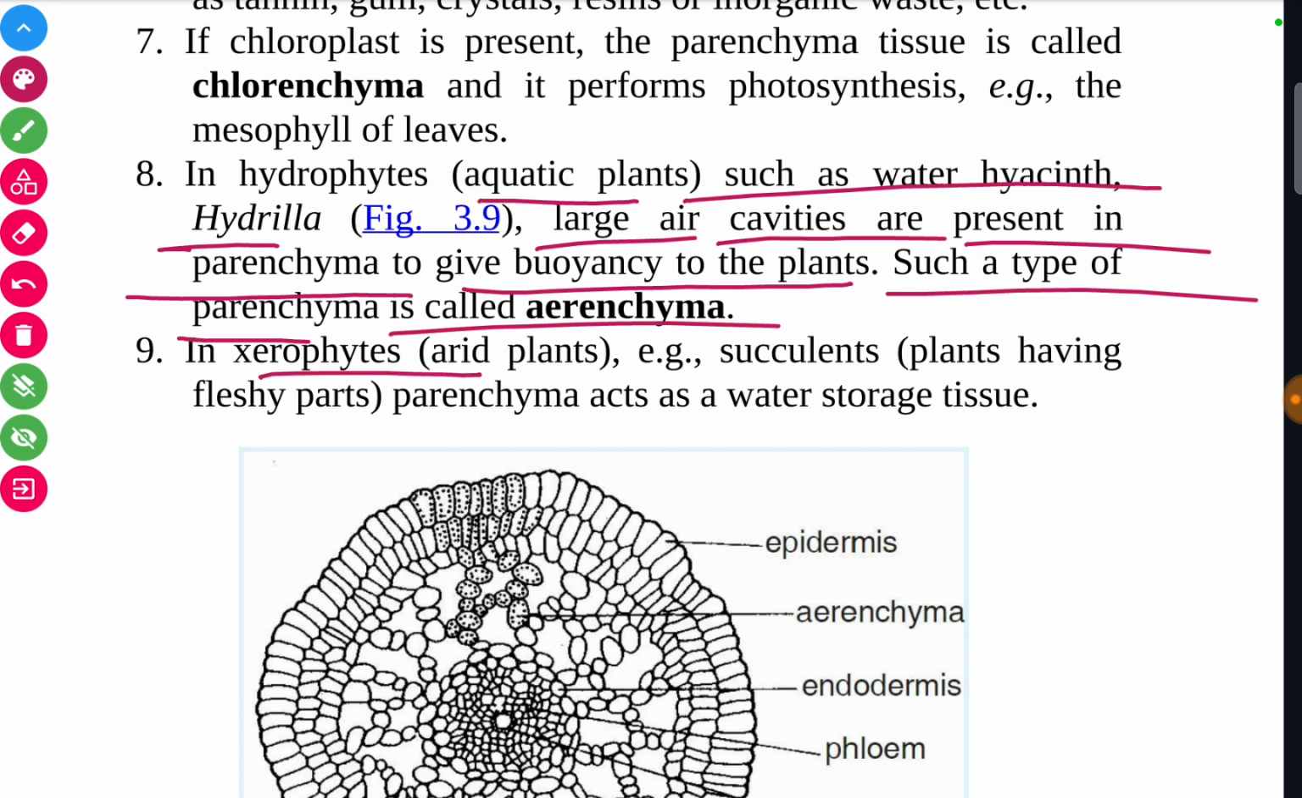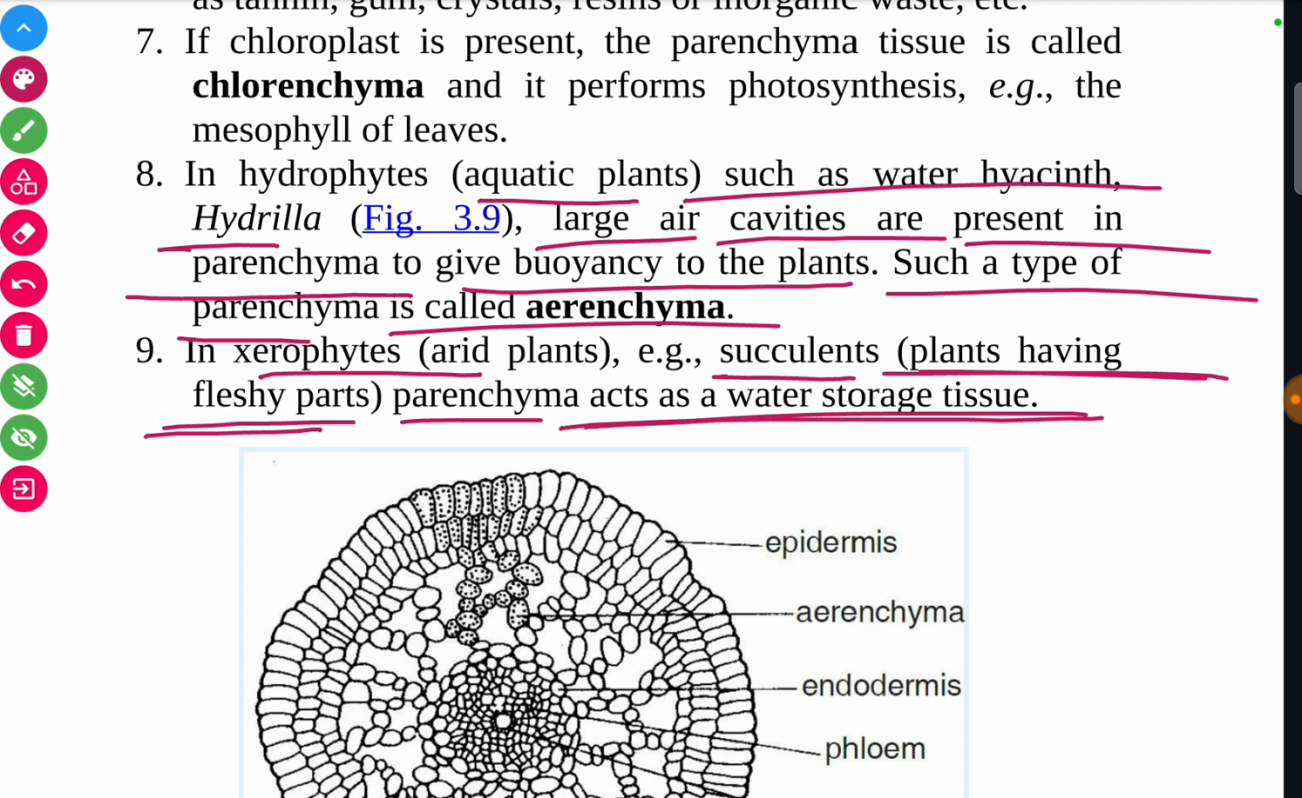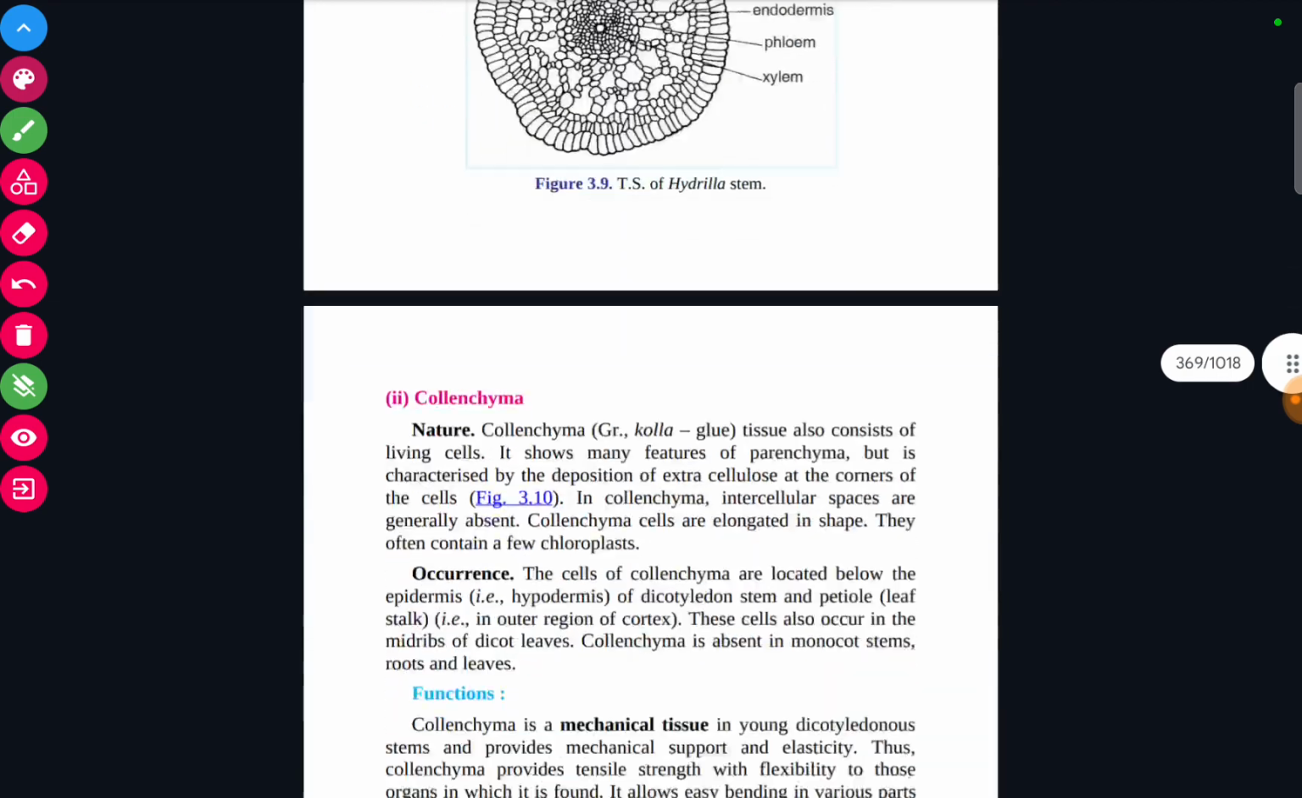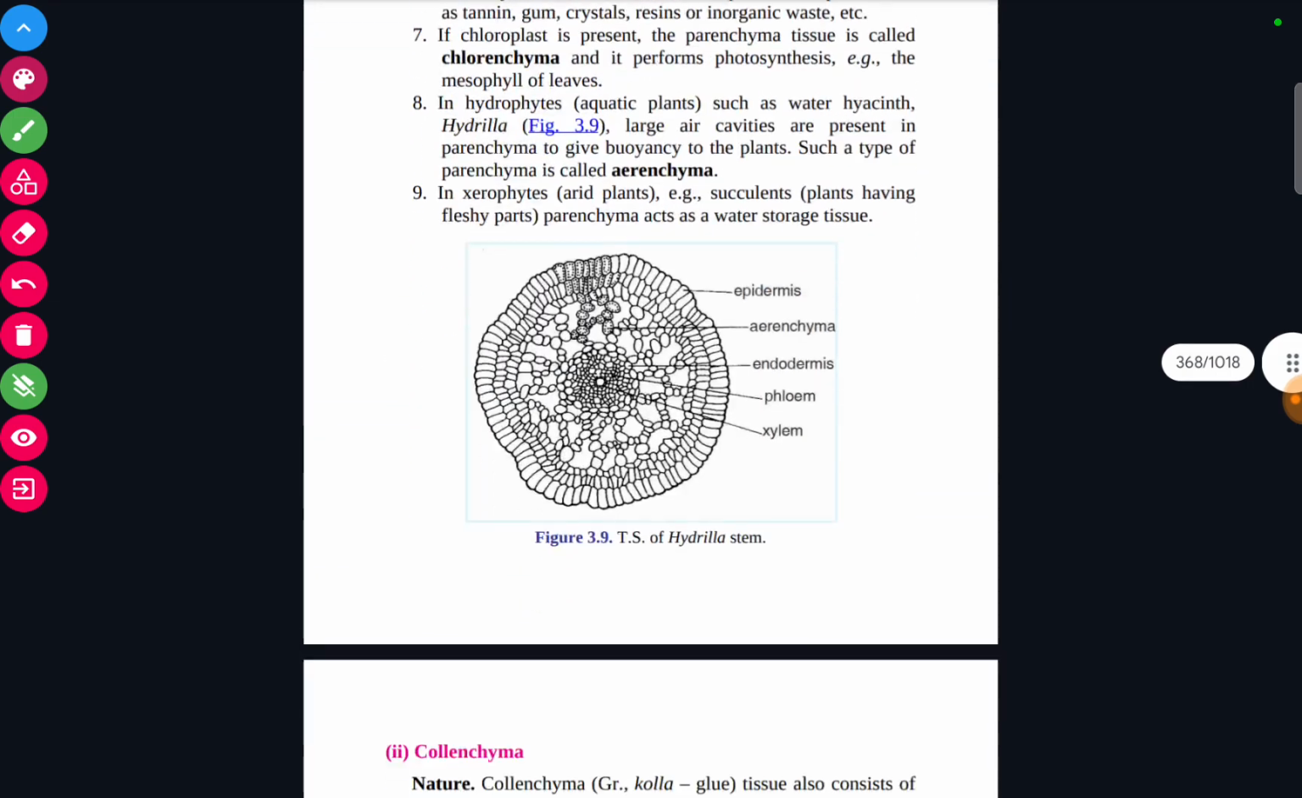In xerophytes, meaning plants found in arid or desert regions, such as succulents, plants having fleshy parts, parenchyma acts as a water storage tissue. So water is also stored in the parenchyma of xerophytic plants. This is about parenchyma.